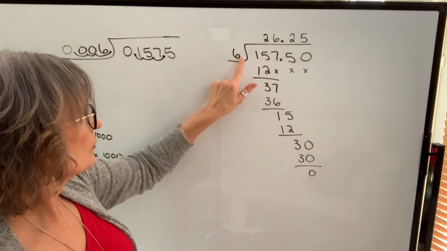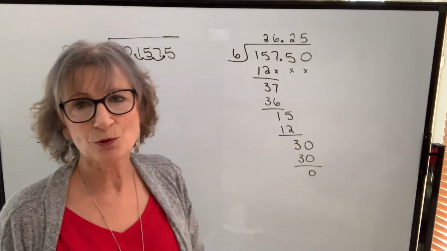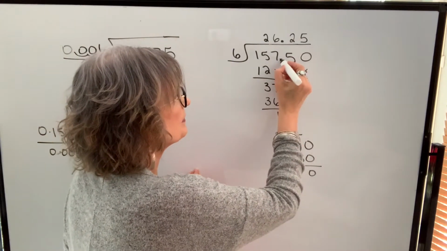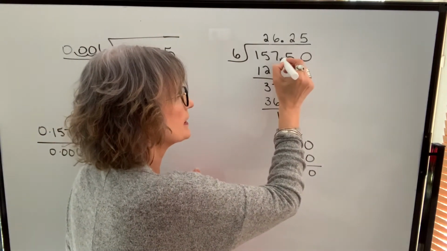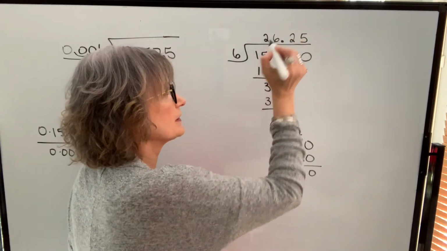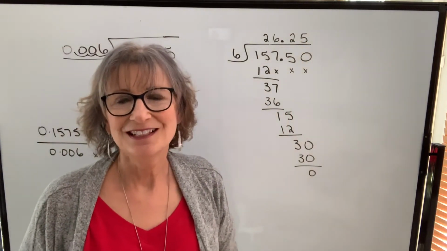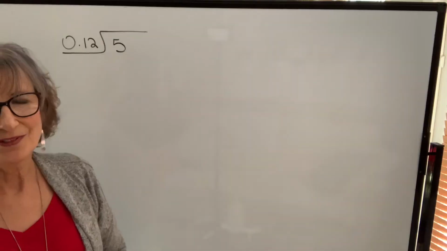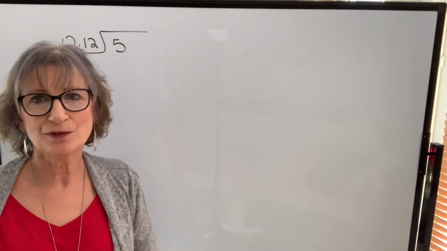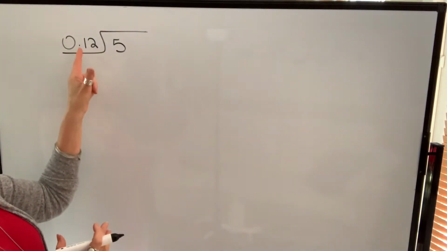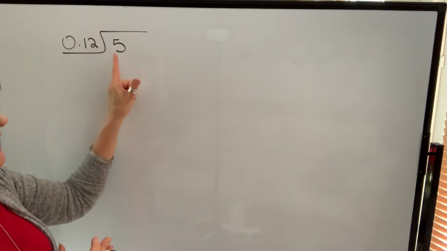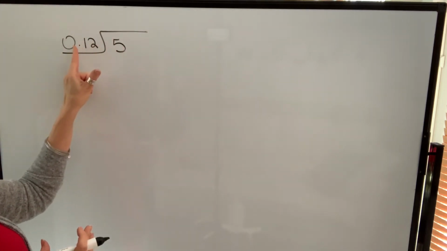But we need to get rid of the decimal point in our divisor before we can divide. And then we just pay attention to where the decimal point is in the dividend to know where it is in the quotient. Let's try a couple more examples. Be careful when you say what's being divided by what. It's not 0.12 being divided by 5. 5 is being divided by 0.12.